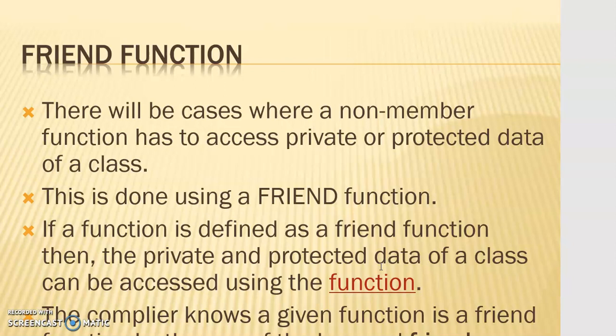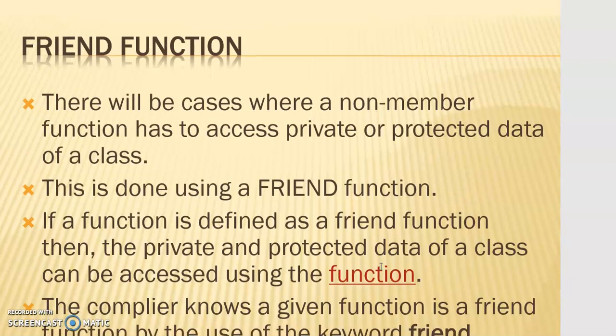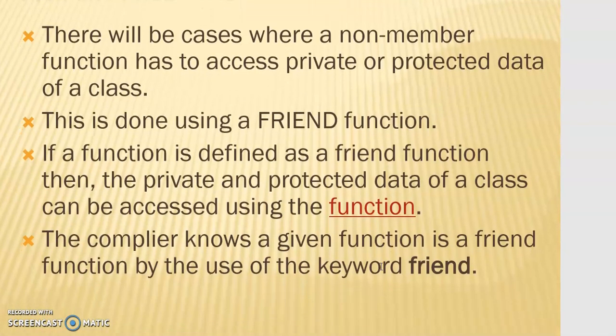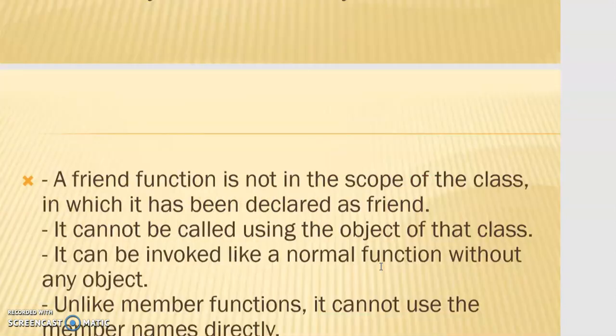Now we have already looked into access specifiers like public, private and protected, and we have seen how they are being restricted. If you remember, we had shown you a graph where all the restrictions for each of the modes were shown on the basis of hierarchy or inheritance. Now here friend functions shall help us solve this particular problem. A compiler knows a given function is a friend function by the use of a keyword called friend.